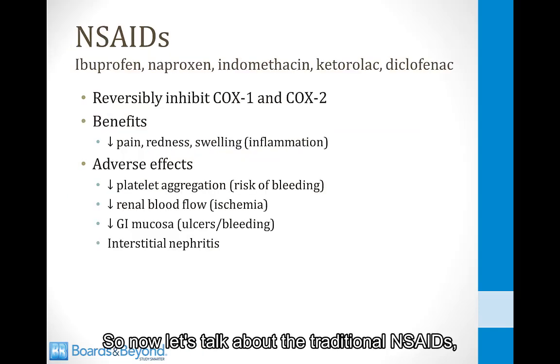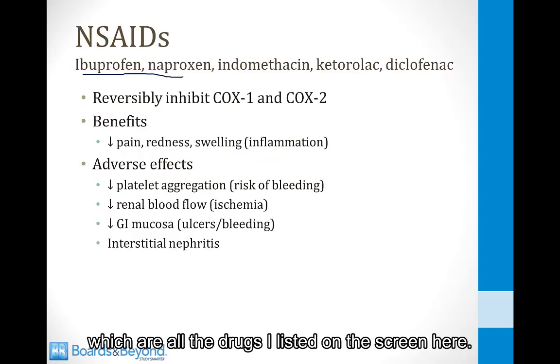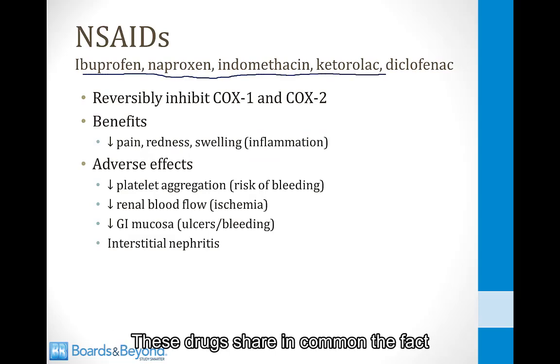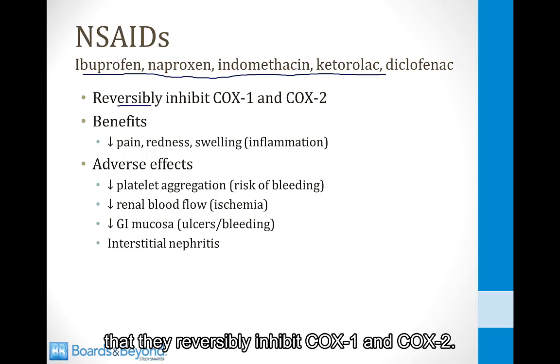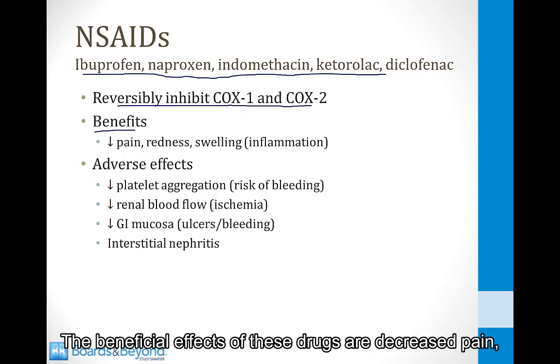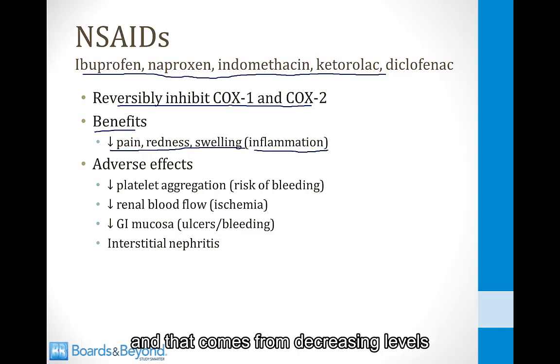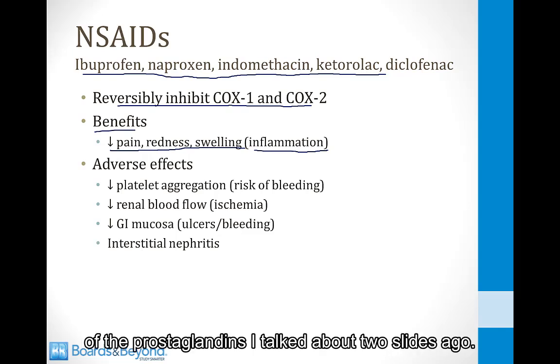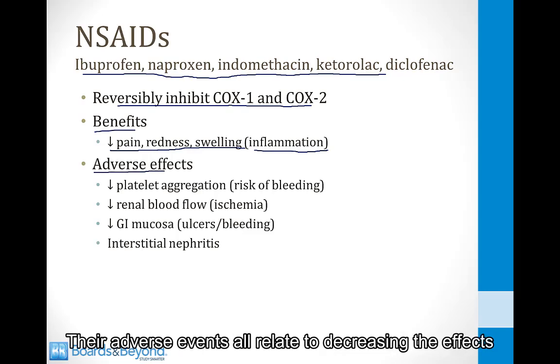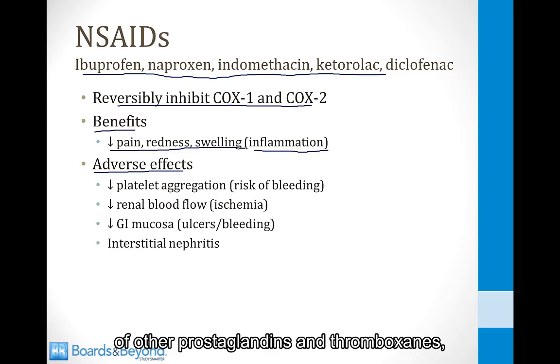So now let's talk about the traditional NSAIDs, which are all the drugs I've listed on the screen here. These drugs share in common the fact that they reversibly inhibit COX-1 and COX-2. The beneficial effects of these drugs are decreased pain, redness, and swelling, all the signs of inflammation. And that comes from decreasing levels of the prostaglandins I talked about 2 slides ago. Their adverse events all relate to decreasing the effects of other prostaglandins and thromboxanes.